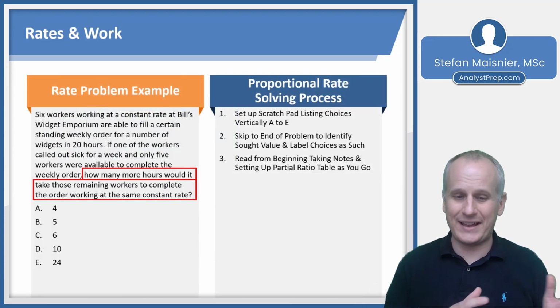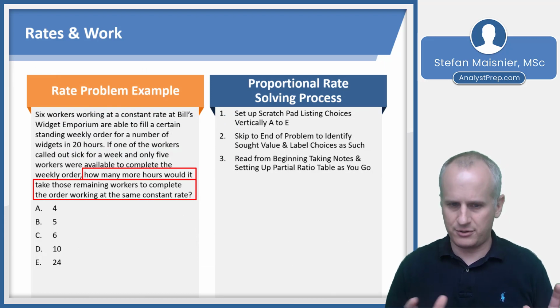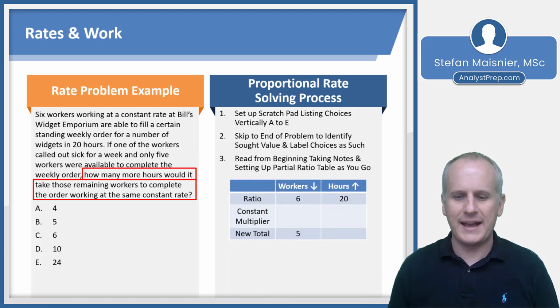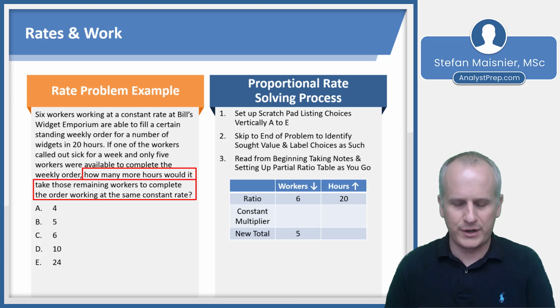So let's consider that same problem we just saw using a proportional rate solving process. We're going to pretend we've already read everything. We've set up the Scratchpad as we always do. And this time we've just got a little ratio table. So we've got our workers and our hours. We know the ratio of workers to hours is 6 workers for 20 hours.